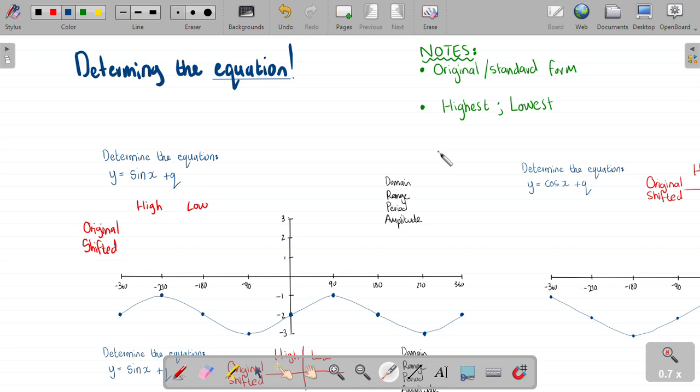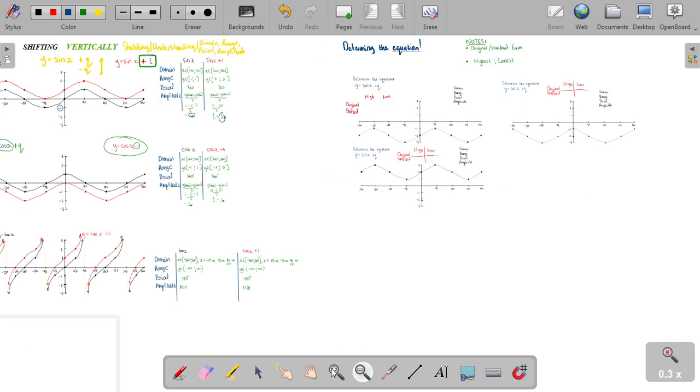Today, what we are going to be doing is determining the equation of sine and cos graphs, okay? I just realized that I spelled this incorrectly. It's supposed to be determining, so apologies for that. I just wanted to highlight something to you guys.